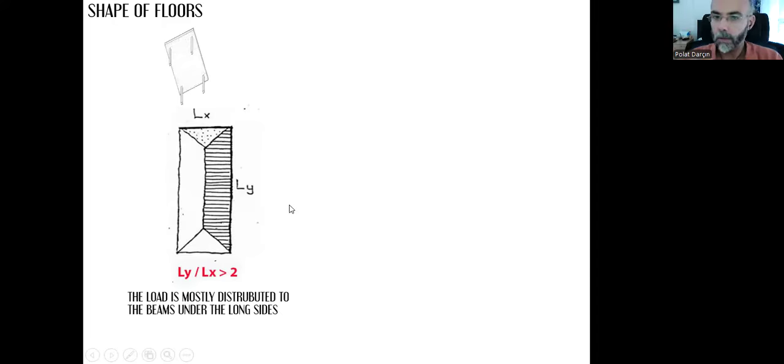And on this type of floors, on rectangle-shaped floors, the load will be mostly distributed and carried by the beams under the long sides. So the load will be distributed towards the longer sides and will be transferred to the beams under these long sides. That's why we call it a one-way slab, hurdi in Turkish. Please pay attention to this hat. It's not the letter I, it has this hat, and you need to pronounce it a little bit longer, hurdi.